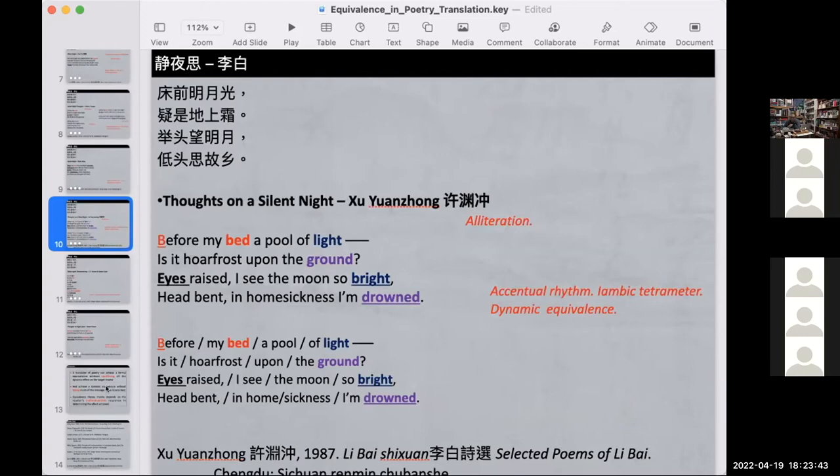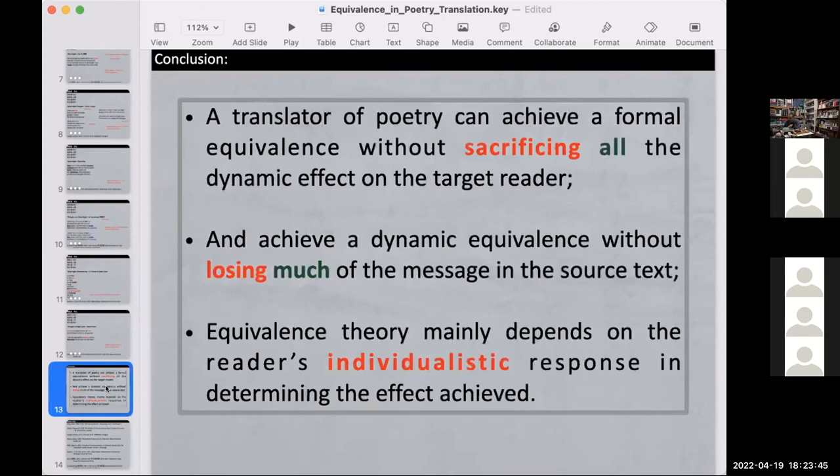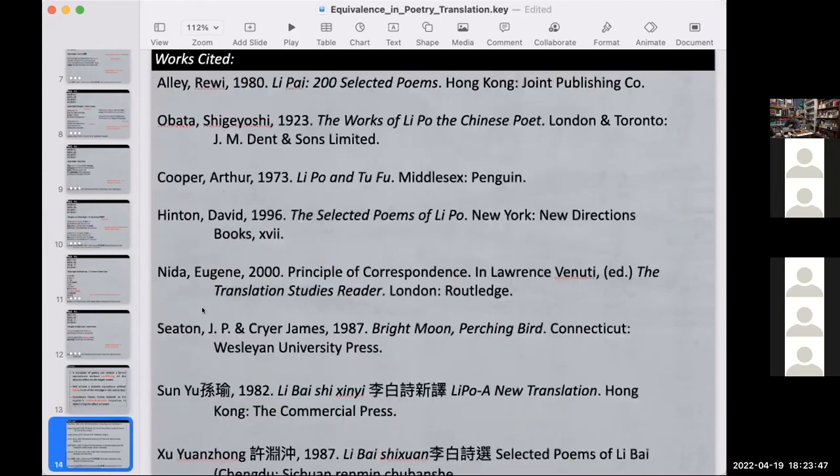Is it natural or not? It depends on the reader. Okay, these are the sources, and actually, if you want to read more about Chinese rhythm and about the ping and zi and the rhyme, I can suggest to you some of the books that I personally use.